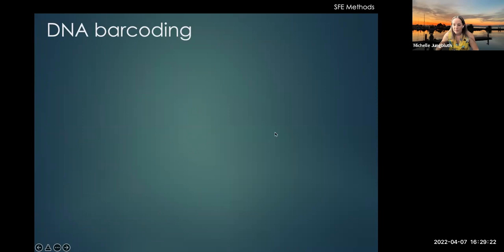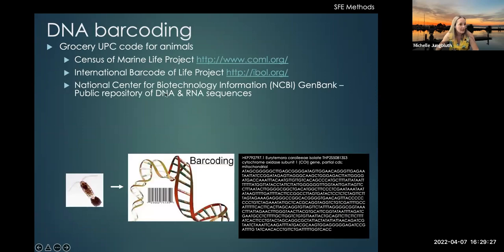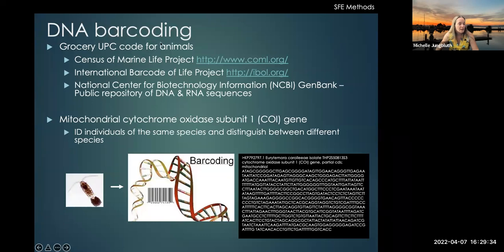To back up only slightly, I mentioned the DNA-based technique before called DNA barcoding. Just to give a little more background on that, DNA barcoding is really great and important because it is the basis for the genetic database that we have, which mainly is the NCBI GenBank public repository of DNA sequences. And a common DNA barcode that we use, which is a gene region, is the mitochondrial cytochrome oxidase subunit 1 gene.